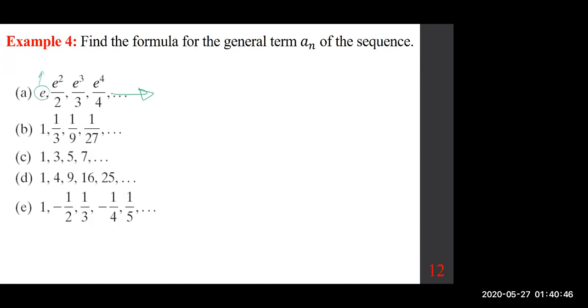If you change the first one to e to the power of 1 over 1, would that help you see the general term, class? The numerator is e to some power. And what power is that? 1, 2, 3, 4. And the denominator is the same numbers, 1, 2, 3, 4. So do you see this as the answer, class? Yes. Good.